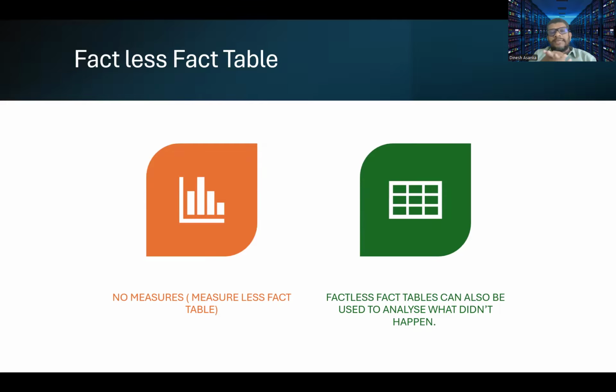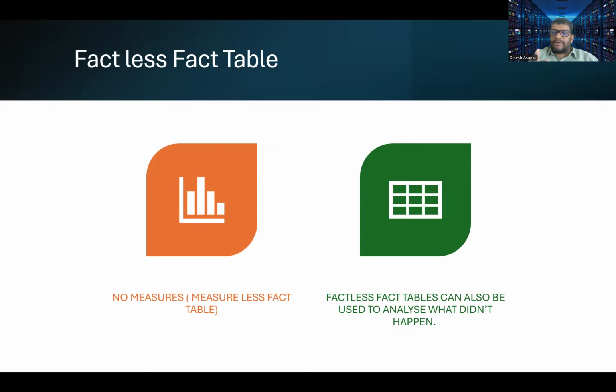Then there's another interesting table, the factless fact table. Now, there are events but no measure. For example, you enroll in a course. You are there, the course is there, the date and time are there. What are the measures? No measures. Right? No measures.